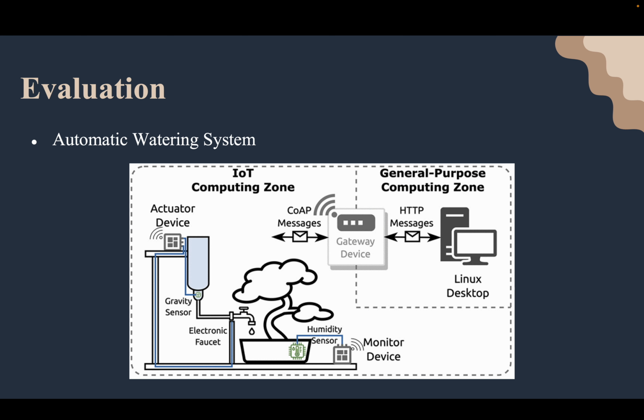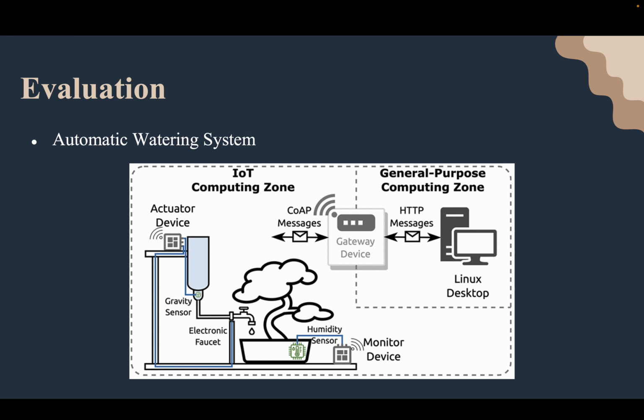In this evaluation, they have given an example about an automatic watering system. If we want to make an automatic watering system for potted plants, it includes 3 devices: a monitor, an actuator, and a gateway. Each needs a custom kernel.